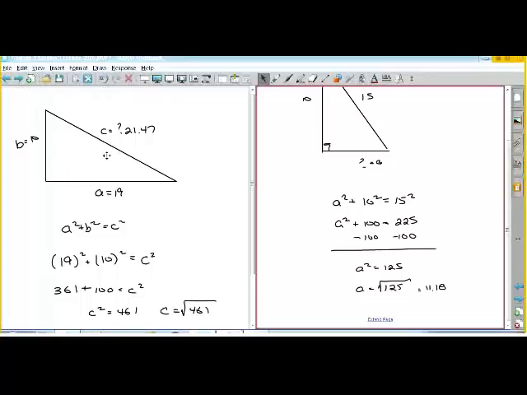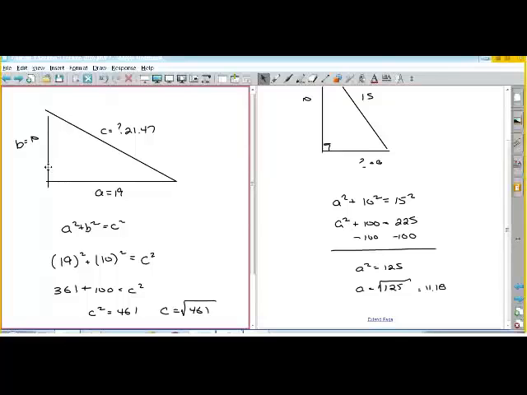So that's all you have to use the Pythagorean theorem for, just to be able to find the third side. If I give you two sides, what's the other side? And the Pythagorean theorem only works for right triangles.